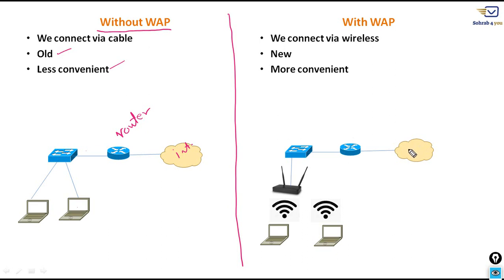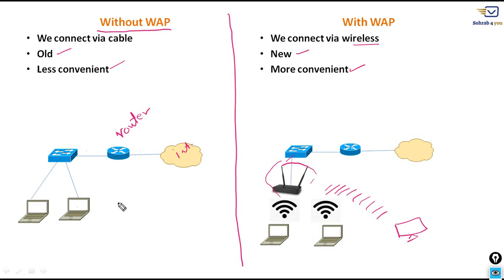So this is the internet, this is the router, this is the switch, and they connect this wireless device to this switch. Now you can see that computers without any cables can connect. Suppose now if I put any other computers here, obviously they are going to connect via wireless. So this is new and more convenient: we connect via wireless.